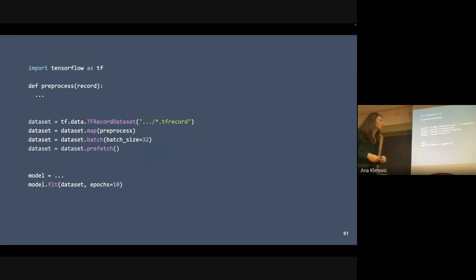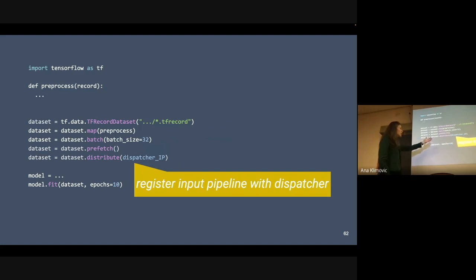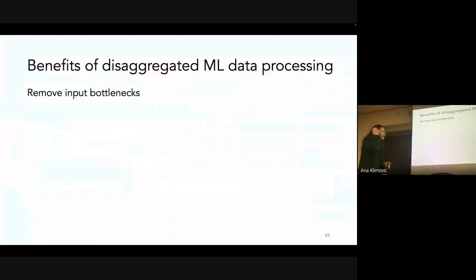And the way this actually looks, going back to our tf.data pipeline, it's actually just a minor change to your source code. You just take the data set that you constructed and call distribute on it with the particular IP address of this dispatcher or controller of the service. And so I guess the big question here is, how much does this actually help performance?